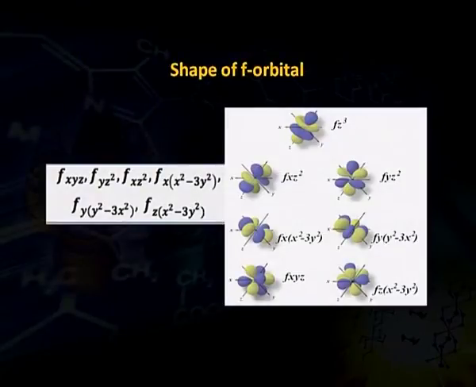This is the shape of the f orbitals: fxyz, fyz squared, fxz squared, fx(x squared minus 3y squared), fy(y squared minus 3x squared) and fz(x squared minus y squared). So, this is the 3-dimensional structure of the f orbitals.